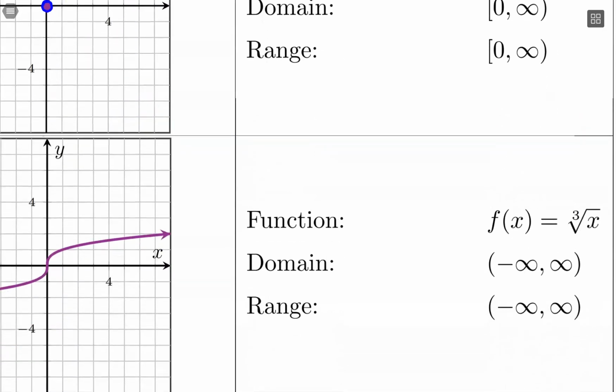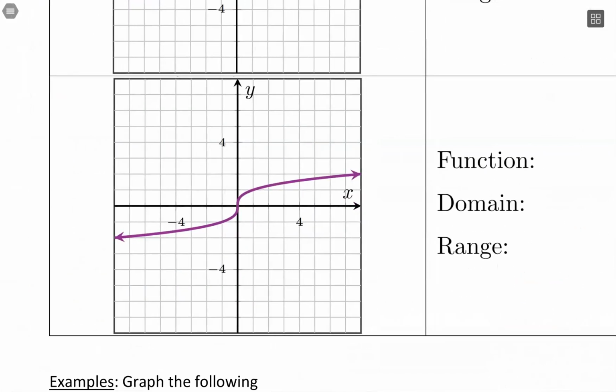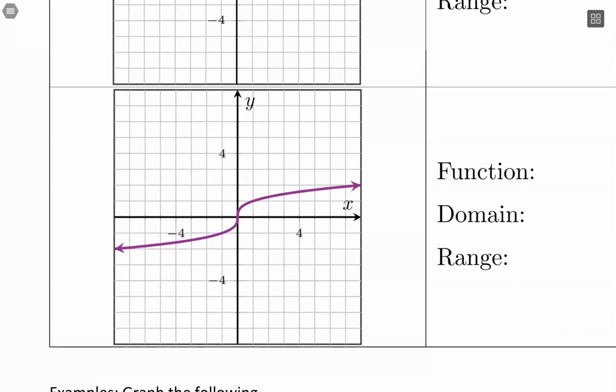However, with the cube root, we can plug in anything and get everything out. So what you can notice is the cube root is the shape of the cubic function. As we talked about in the last video, your cubic function goes like this. This is the cubic function on its side. So they're directly related to each other.